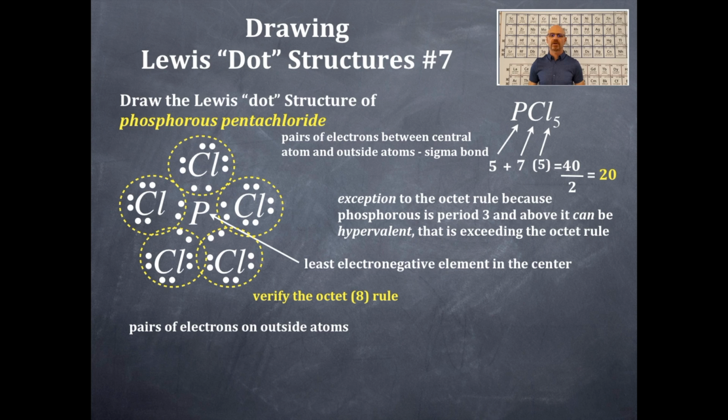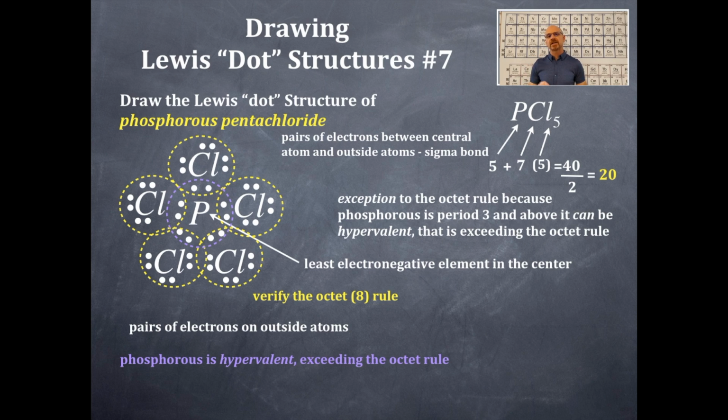I've circled each of the chlorines, and each of the chlorines has an octet. They must have an octet, so that's looking pretty good. And I circled the phosphorus right here, and it actually has 2 more electrons than what it supposedly could have. And therefore, it is period 3 and greater. Therefore, it is hypervalent and can exceed the octet rule.